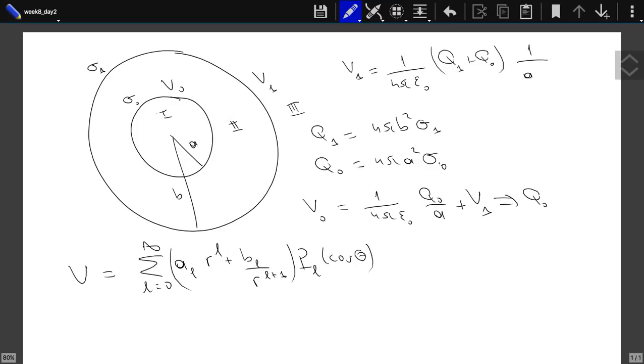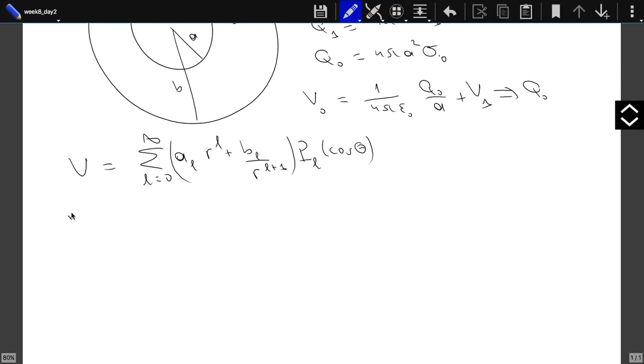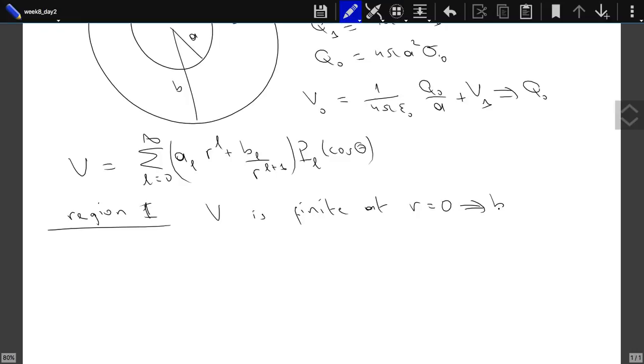Now let's look at the solution in region 1. First of all, in region 1, V is finite at r equal to 0, because the r equal to 0 point is inside this region. But if the potential is finite at r equal to 0, all those B_L terms should be 0. Because the B_L terms are proportional to 1 over r, 1 over r squared, 1 over r cubed, all of which diverge at r equal to 0. So the potential in region 1 should have this form.